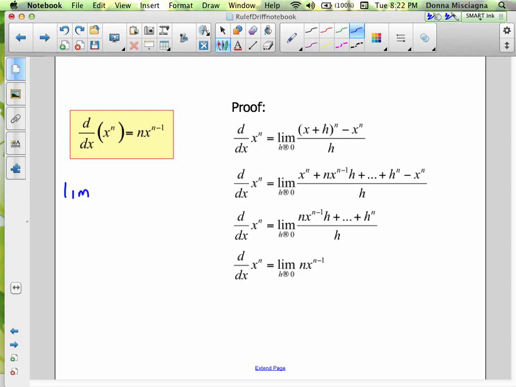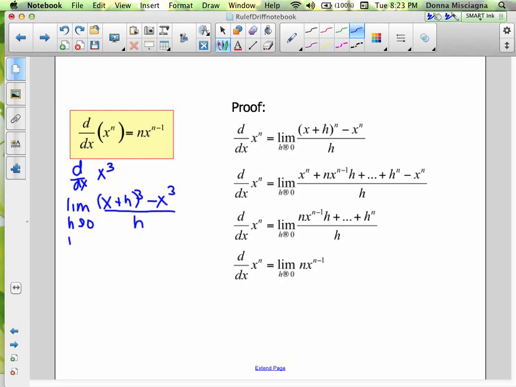So the limit of, and we'll use x cubed, right? So we're going to take the derivative. Actually, let me give myself a little bit more space here. I'm going to take the derivative of x cubed, right? So that'd be the limit as h approaches 0 of x plus h cubed minus x cubed, all divided by h. Right?